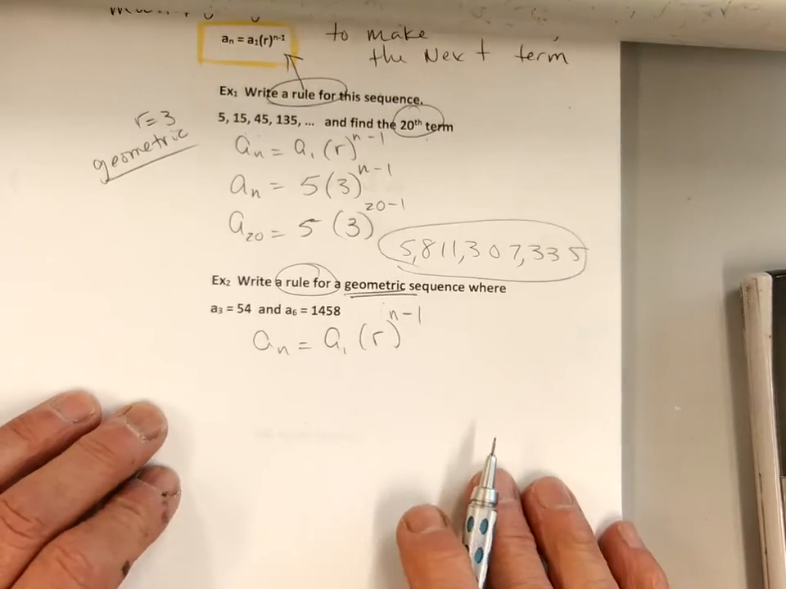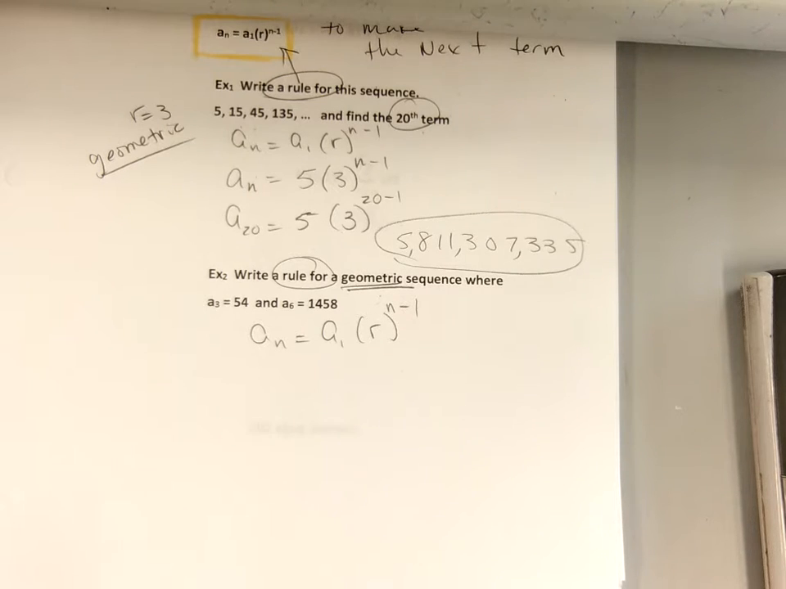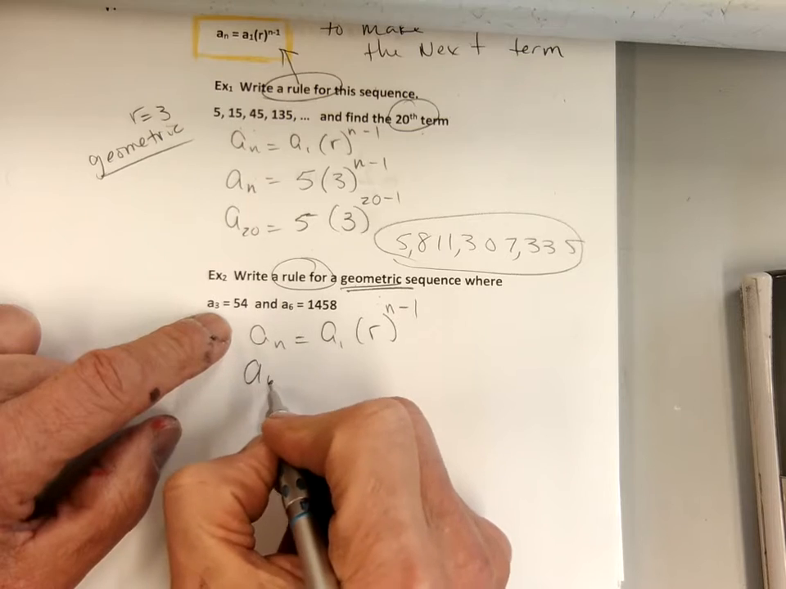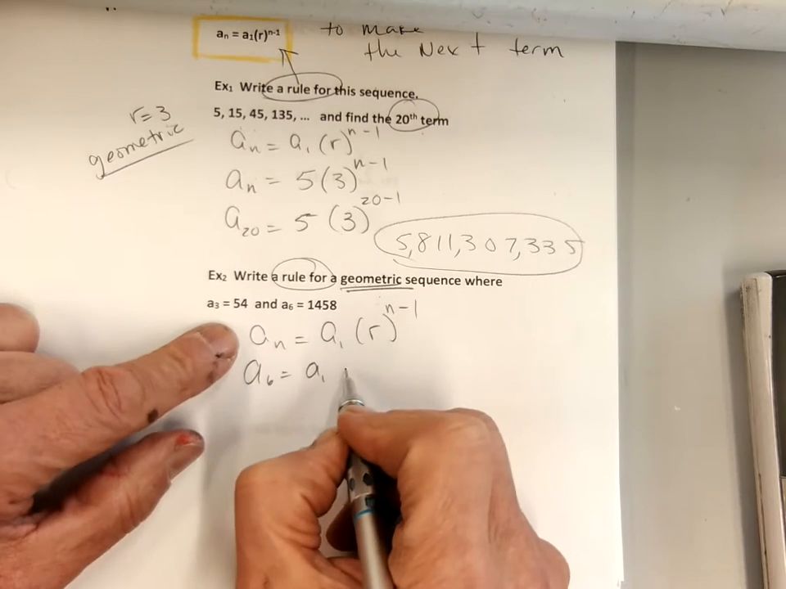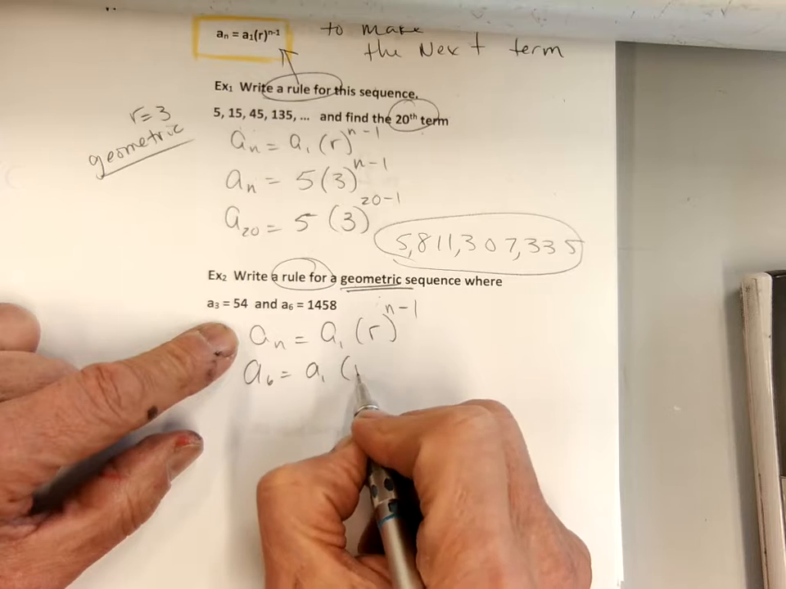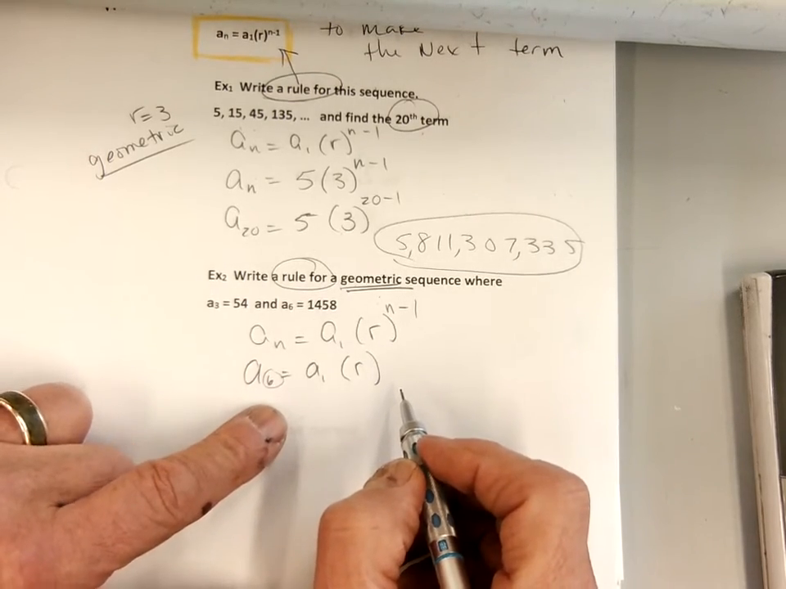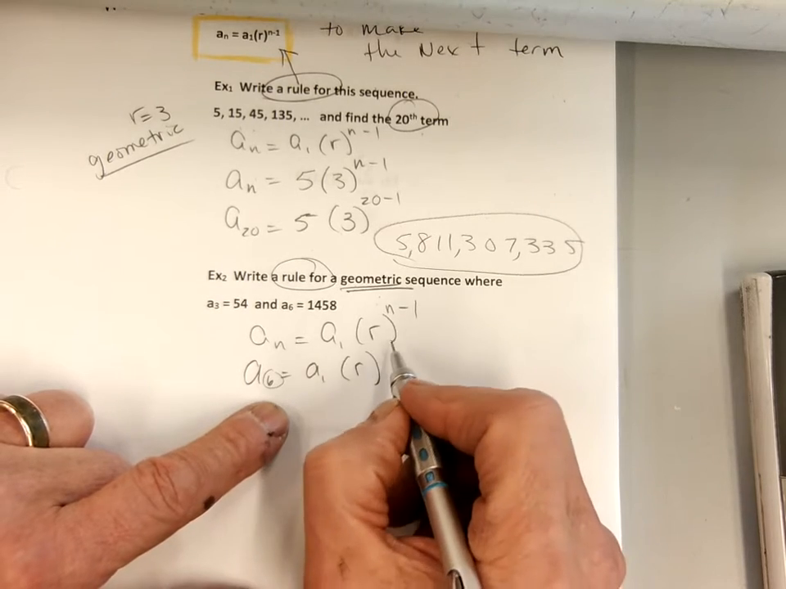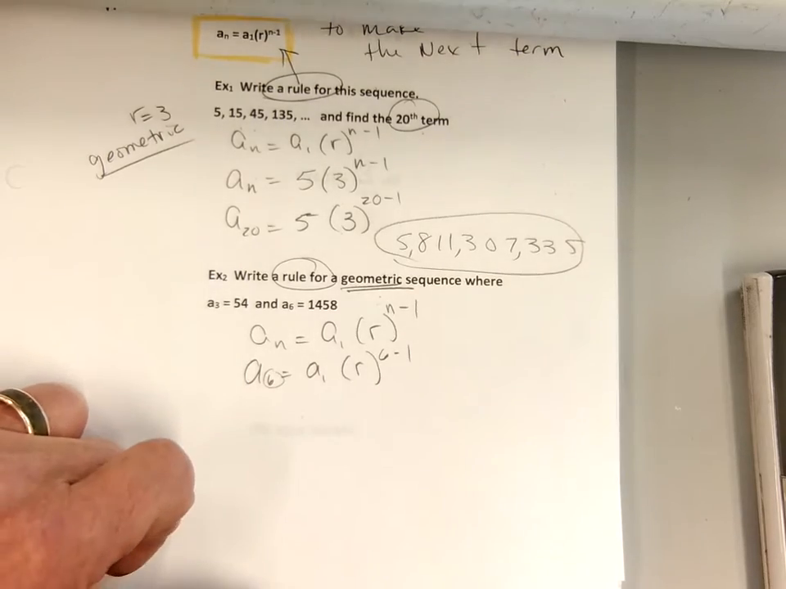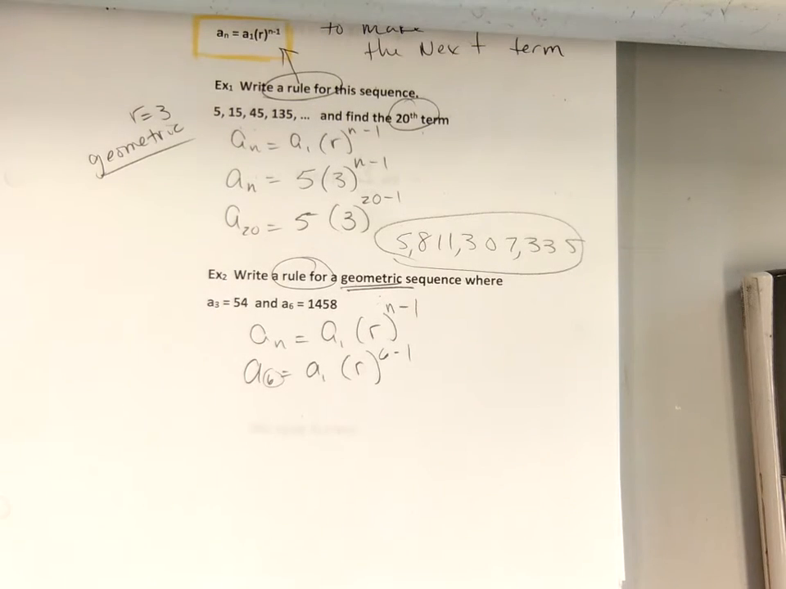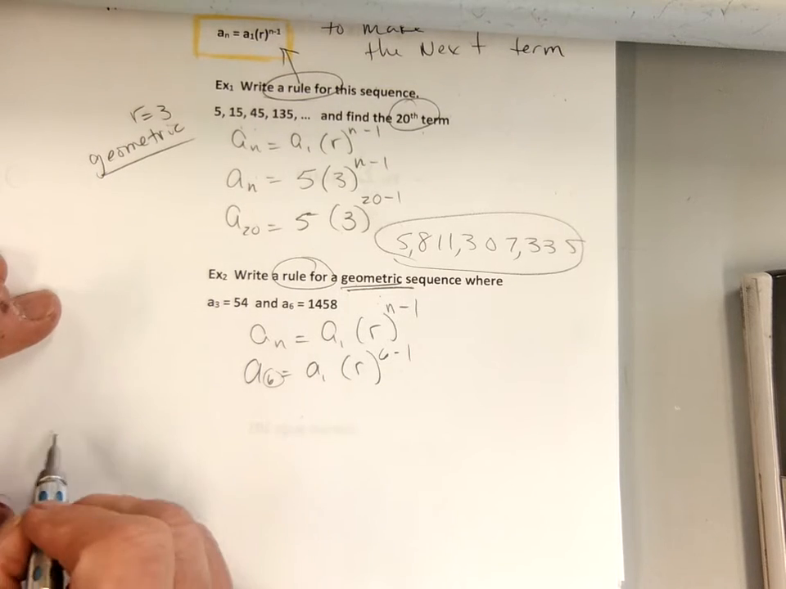Okay. I know I'm going to use that formula because it tells me it's geometric, so I'm going to go to my formula. I don't know the first term. I know A6. I don't know the R term, but I know if I use 6, I could go 6 minus 1. So I've got the same dilemma I had before. Let's see if we can make sense of this.